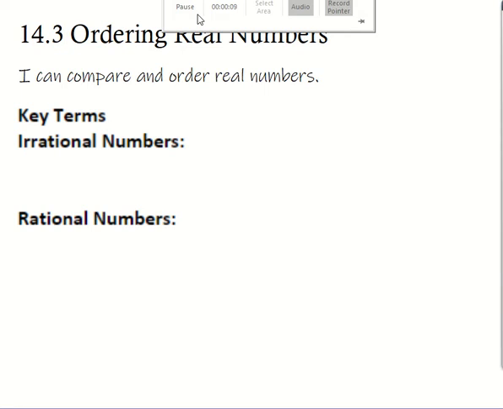Today's the last section of your module 14. It's 14.3 and it's ordering real numbers. So you guys are going to see how we're going to take the rational numbers and the irrational numbers. We're going to simplify their expressions and then compare them as far as greater than or less than.